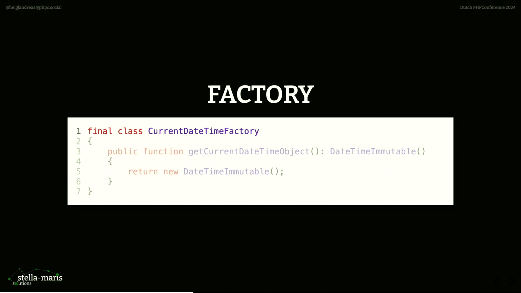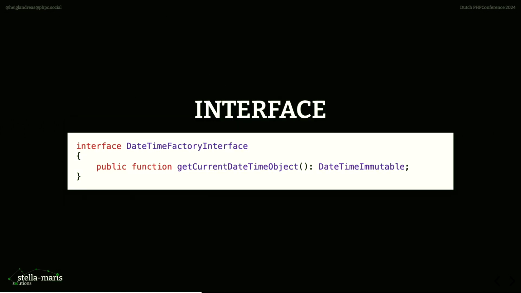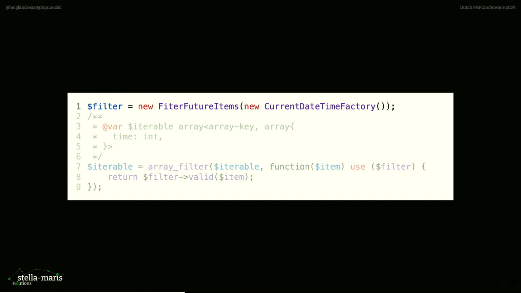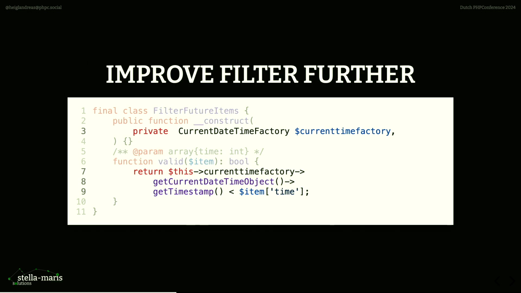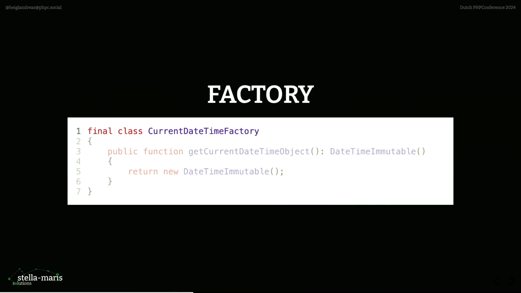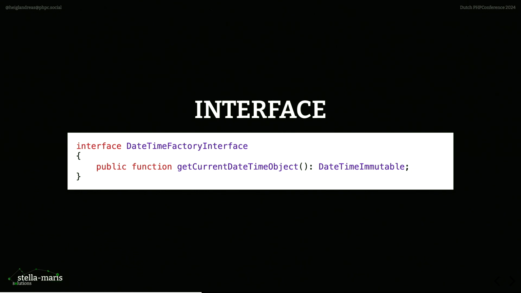But the problem that we see here is, okay, now I'm coding to a concrete implementation. So when I'm using this one here, I'm actually coding to a current datetime factory. And as we just learned, that's probably not the right thing to do. So instead of coding to a current datetime factory, let's create a datetime factory interface for that, which just references this getCurrentDatetime object method.